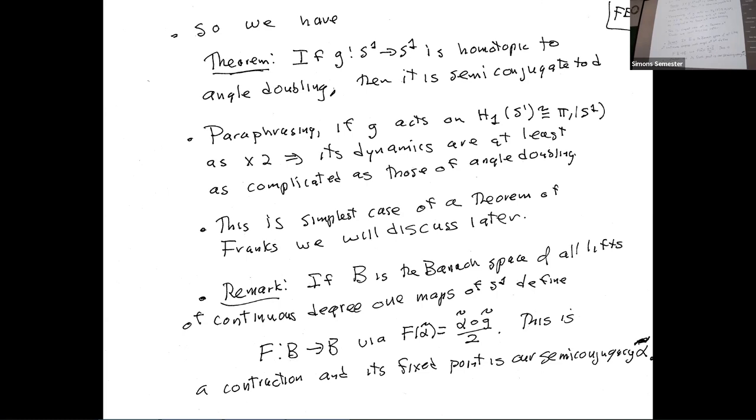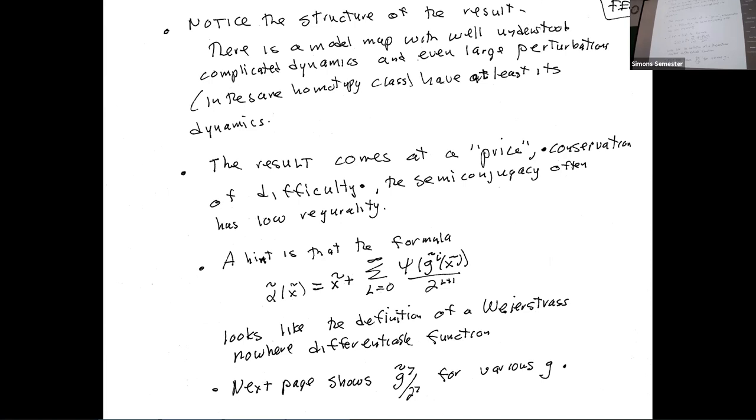If we look at a Banach space of all lifts of continuous degree one maps, you define an operator by composition divided by 2, and it's clearly a contraction. It has a fixed point, and that fixed point is the semi-conjugacy. If you do it this way, you can get a little more regularity by building the proper Banach space, but it's not an issue for us right now. Notice the structure of these theorems: you have a model map, you understand its dynamics, especially that it's expanding in the cover, and you perturb it, staying in the same homotopy class or isotopy class later, then the dynamics don't go away. You can create new stuff, but the dynamics don't go away.